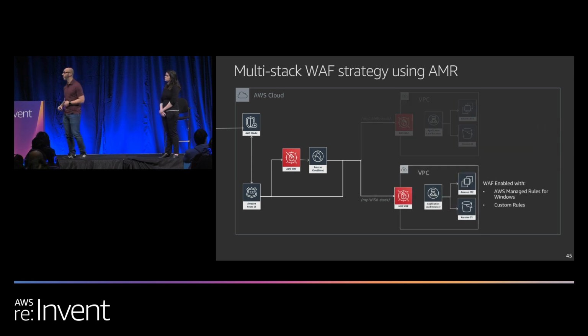And then as we get into our Windows stack here, we're going to, again, have some custom rules that are very specific to our Windows application, to the types of inputs or the types of headers that you expect for this application. And then we're also going to use our AWS managed rules for Windows here.